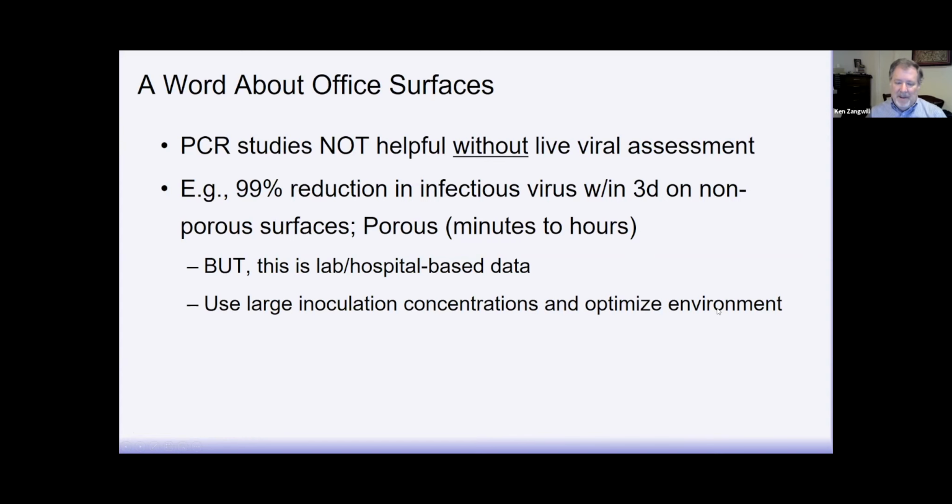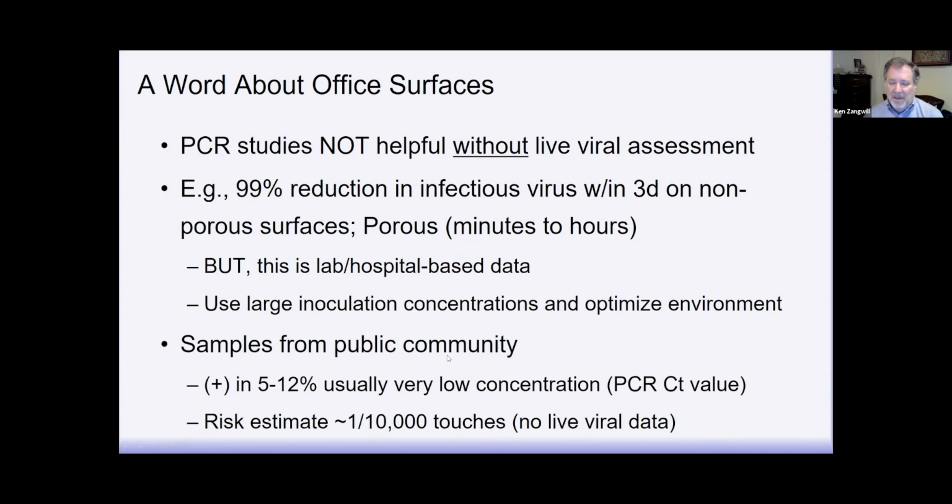There have been a couple of studies from the community. They just went out and sampled traffic light buttons and all kinds of stuff in the community. And in roughly 5 to 10%, they can find some PCR positivity, but again, no viral transmissibility. So again, it's practically useless. I mentioned here the PCR CT value. What this means is the cycle time.